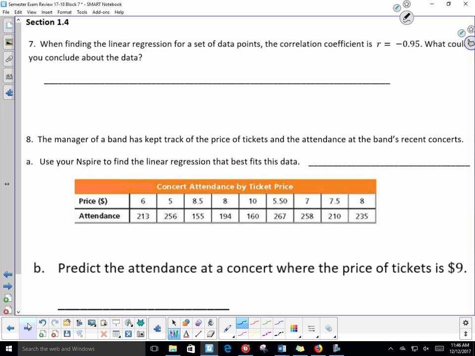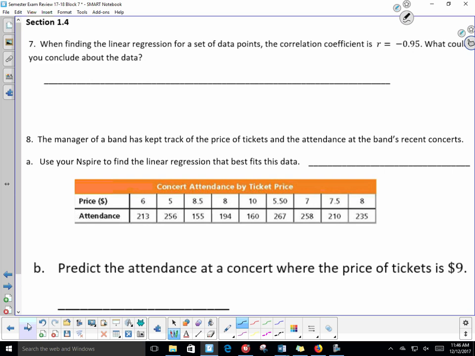When finding linear regression, remember, whenever you see the word regression, that means the calculator found the equation for you. So when you use linear regression for a set of data points, the correlation coefficient is r equals negative 0.95. That's what your calculator told you. How would you describe that correlation coefficient? How would you describe the data? What could you conclude? There's 2 words I'm looking for.